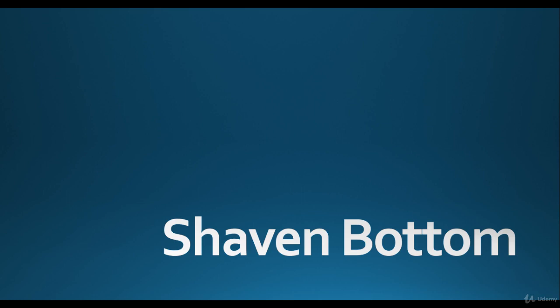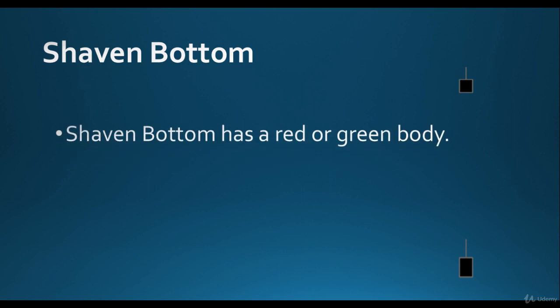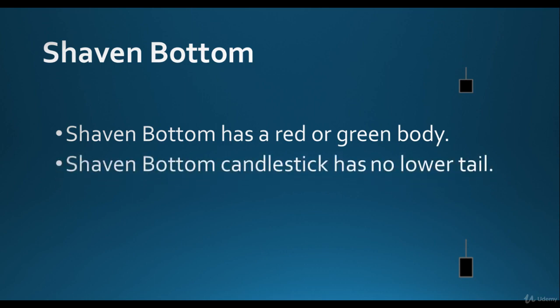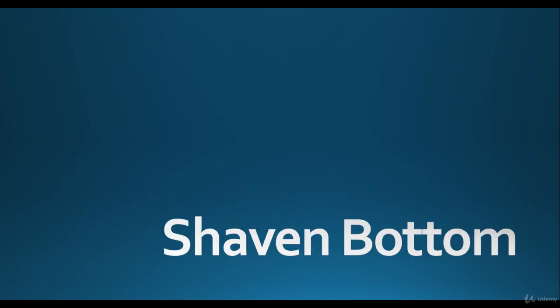Shaven bottom. Now it looks something like this. A shaven bottom has a red or a green body, so the body color doesn't matter. The shaven bottom candlestick has no lower tail, so you won't find a low tail, a low. And it is similar to an inverted hammer.